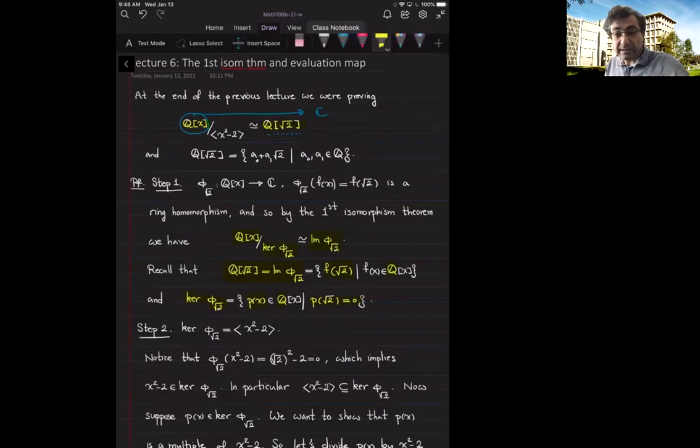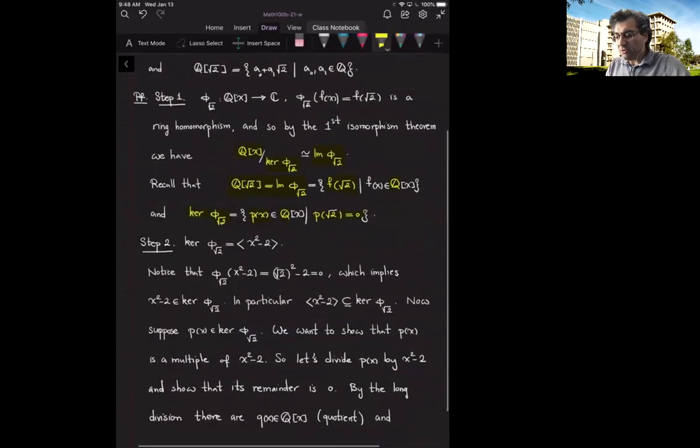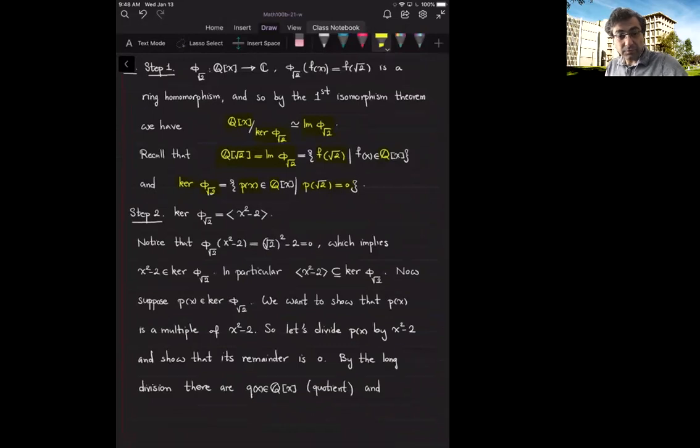So the first thing that we are going to do, after setting up this picture using the first isomorphism theorem, is to understand the kernel. So we want to show that the kernel, those polynomials that have root 2 as a 0, are precisely multiples of x squared minus 2. So that's our goal. The first thing that we notice is, in fact this is how we define root 2, that root 2 is a 0 of the polynomial x squared minus 2.